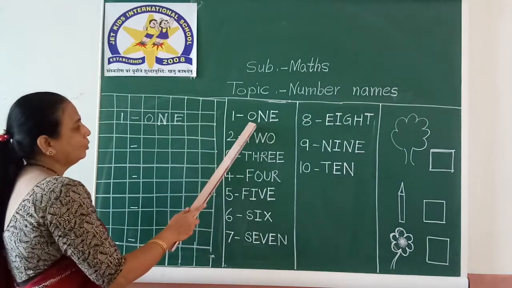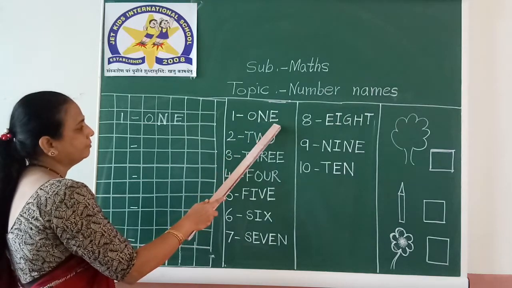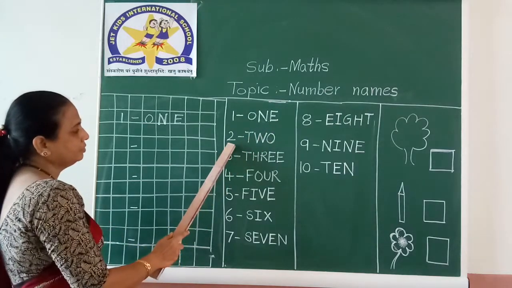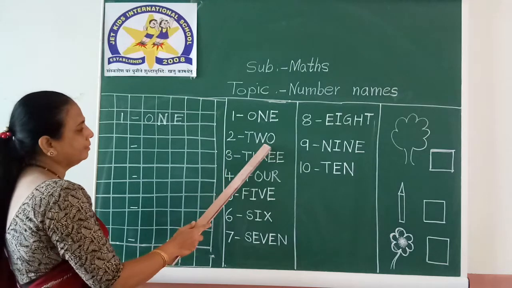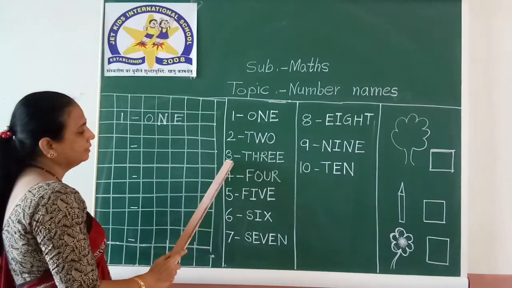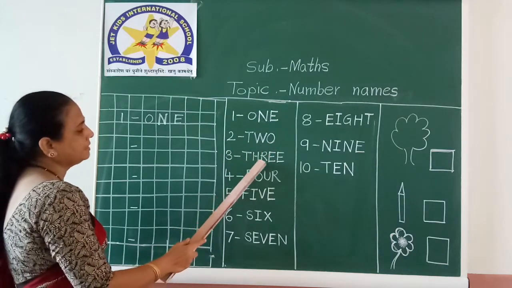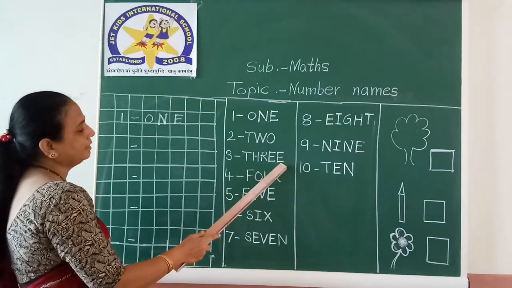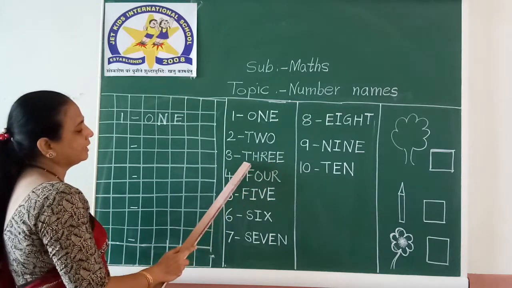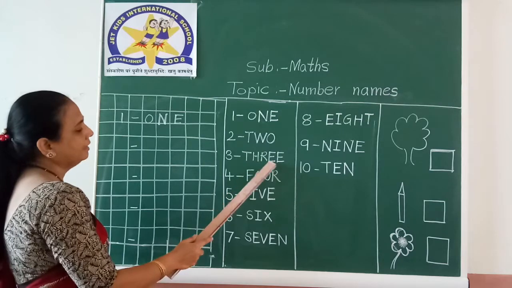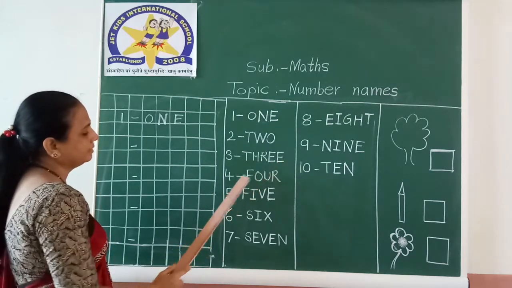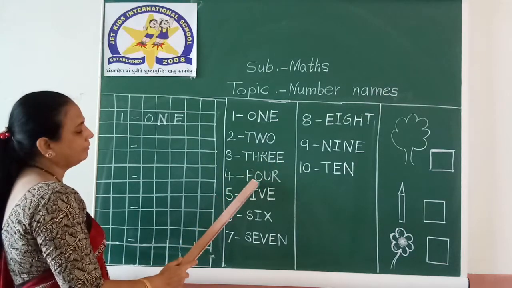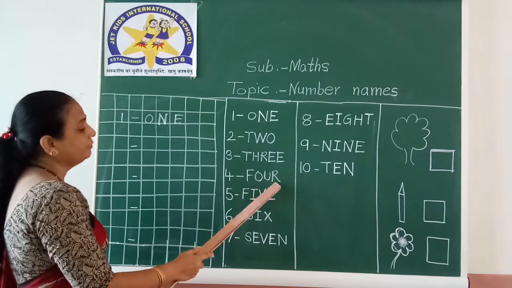1. O and E. 1. 2. T W O. 2. 3. T H R E E. Otherwise, you have to say like this. T H R double E. 3. 4. F O U R. 4.